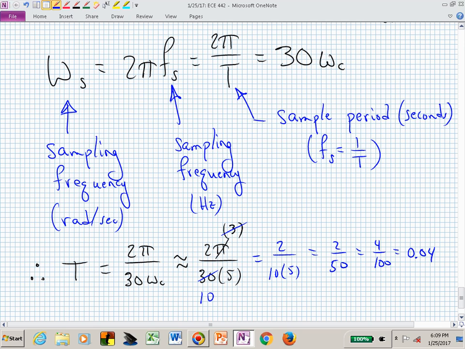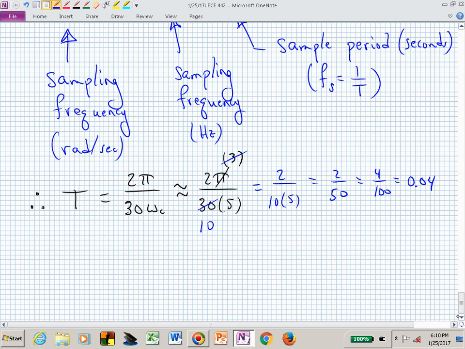By sampling at 30 times the closed loop bandwidth, if we had a closed loop bandwidth of 5 radians per second, we would want to sample our sample period to be 40 milliseconds, using that rule of thumb. And again, we had some approximations in there. We reduced pi to 3, but that's okay. It's just a rule of thumb. T then is this 0.04 seconds, or if you want to make it sound better, it's 40 milliseconds. Instead of saying 0.04, you can say, oh, it's 40 milliseconds.